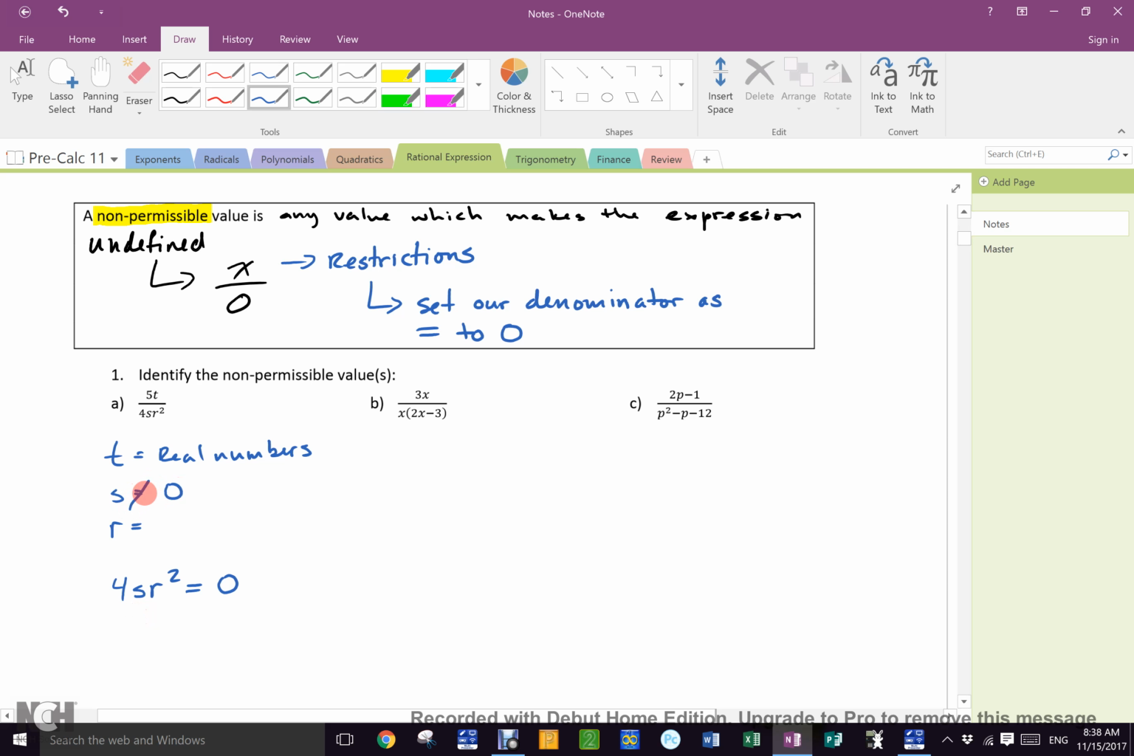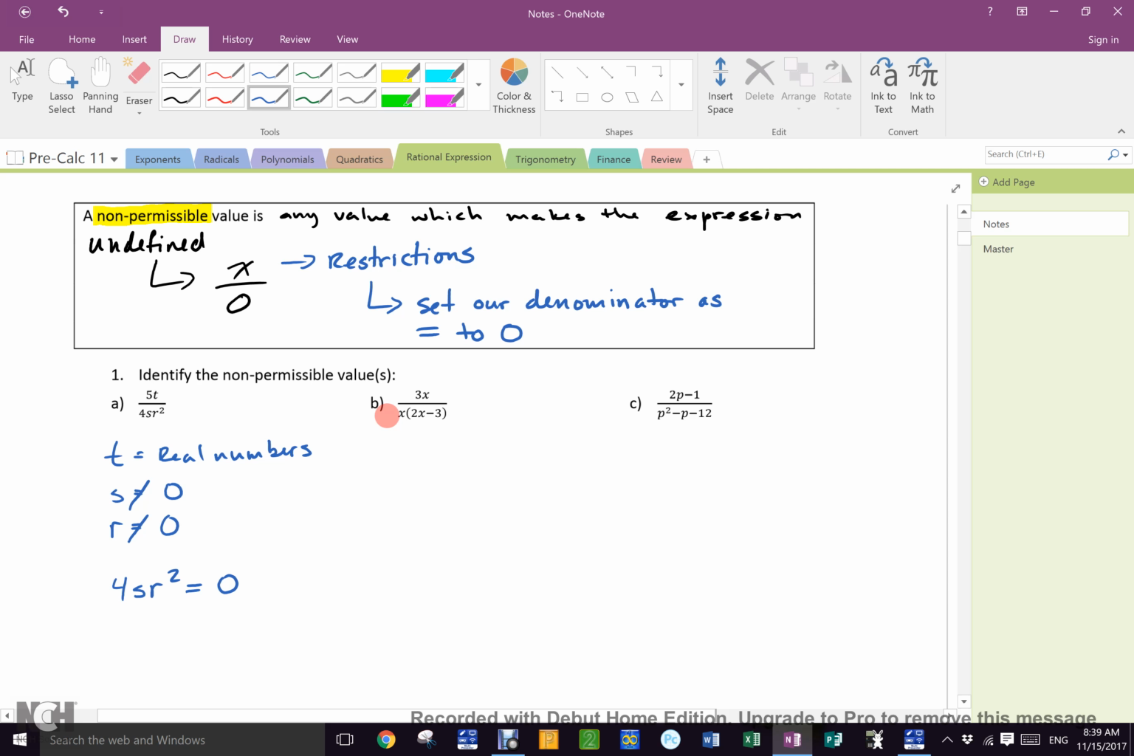S cannot equal 0. R cannot equal 0. Because if either of those is 0, then my denominator is 0. Is everybody cool? Because it doesn't matter what the other one is, because this is all multiplication. If R is 3,000 but S is 0, the denominator is still 0. That can't happen. Everybody good?